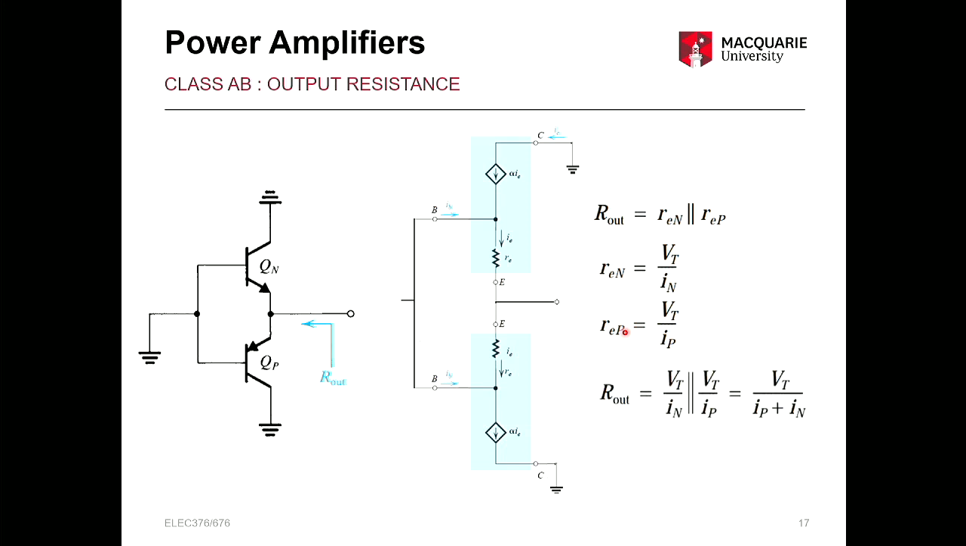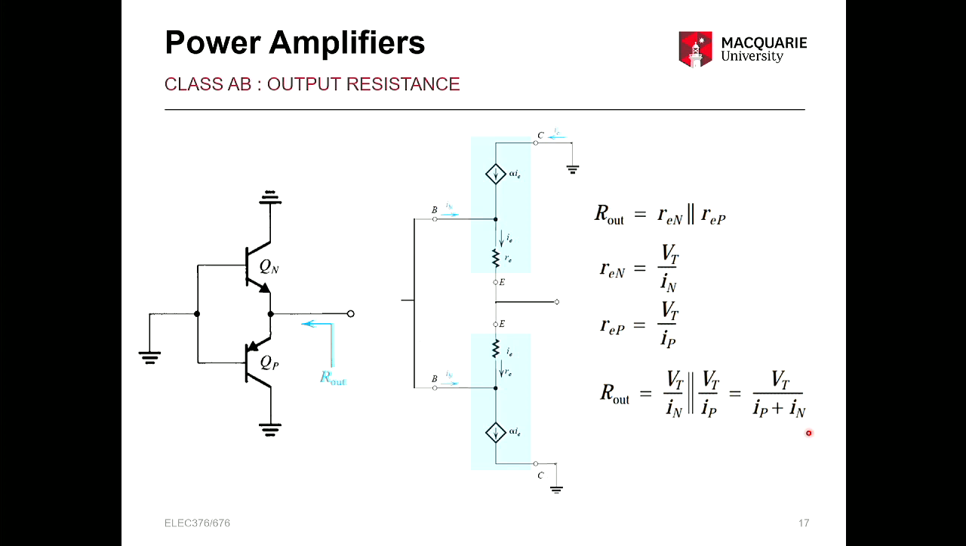So if we plug those into our Rout equation, we get this expression here. This is in parallel, so of course you have your R1 times R2 over R1 plus R2, and it will simplify down to thermal voltage over the sum of the currents. So pretty easy to calculate your output resistance there.